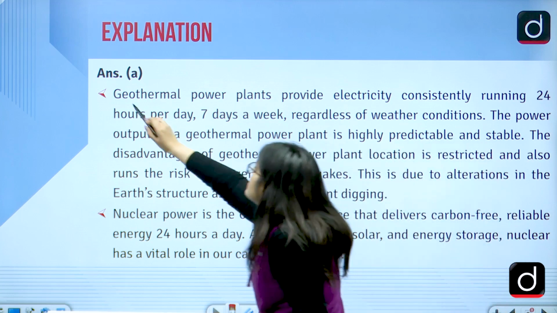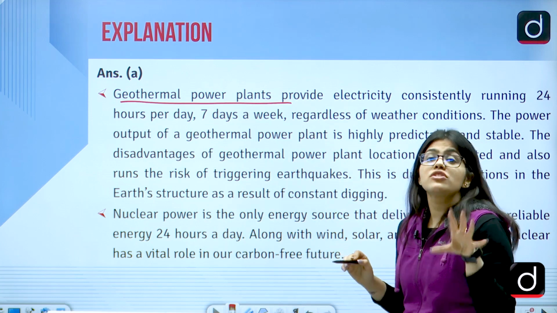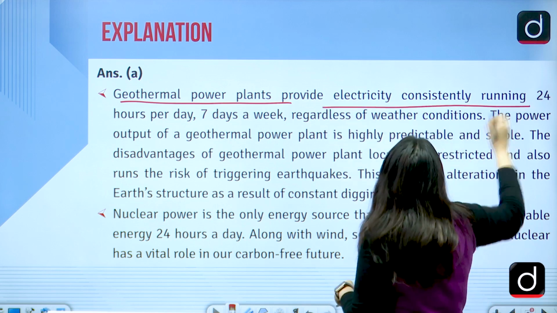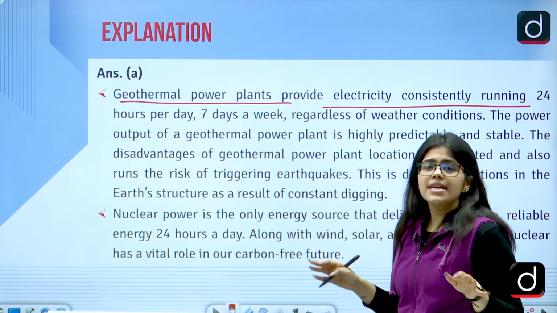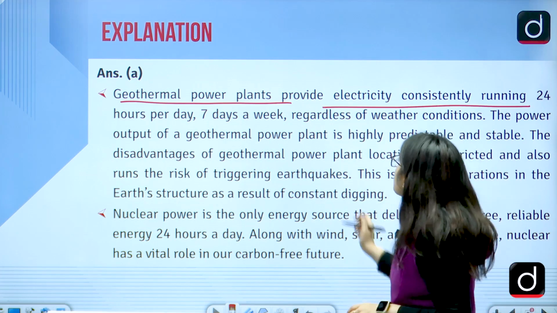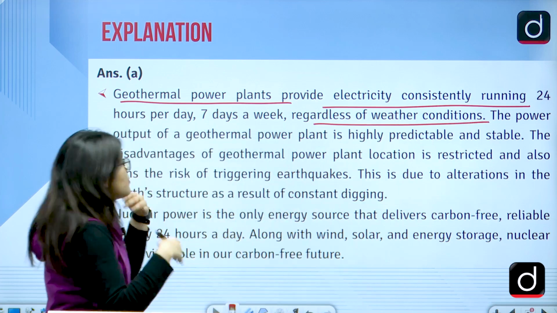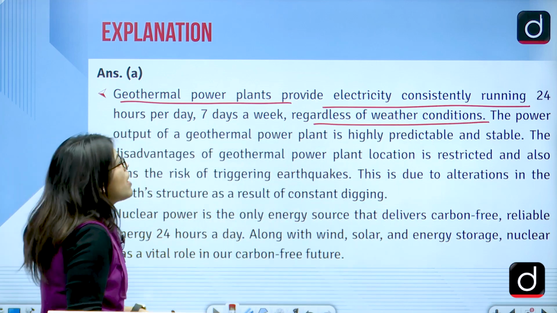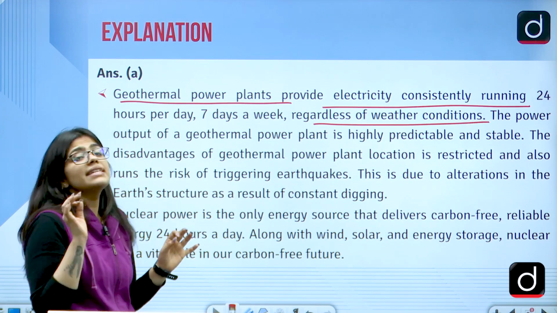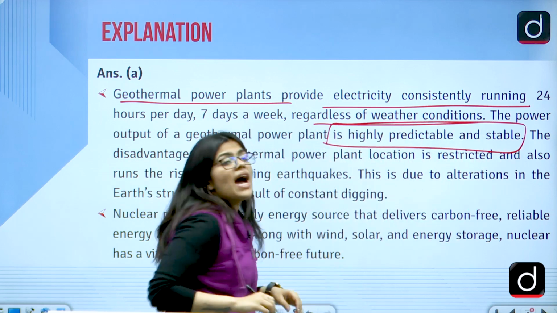How? Let us read. This explanation is important and it can be asked in the papers also. Geothermal power plants provide electricity consistently for about 24 hours per day and 7 days a week, regardless of the weather conditions. The power output of the geothermal power plant is highly predictable and it is stable. So why is it so useful? Because it is highly predictable.